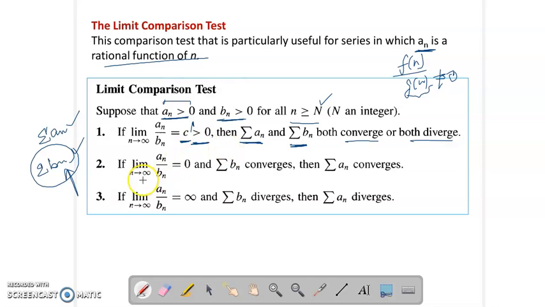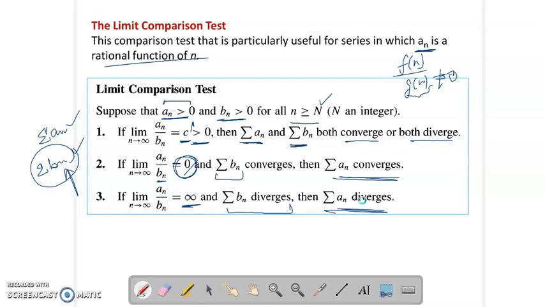The second part is, if the limit as n tends to infinity of an by bn turns out to be 0, and the series summation bn converges, then an will also converge. And the last part of the result is, if the limit as n tends to infinity of an upon bn is infinity and the series summation bn diverges, then an will also diverge. So we'll solve a couple of problems for each of these three cases.